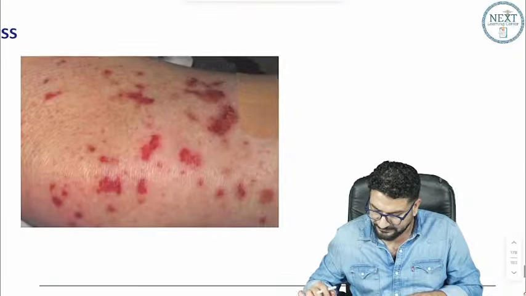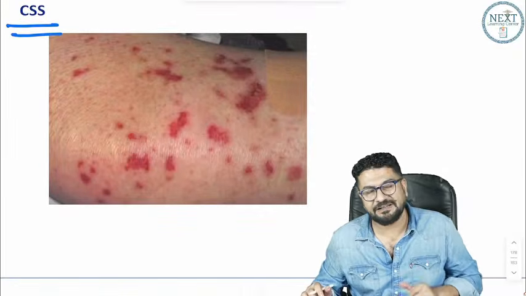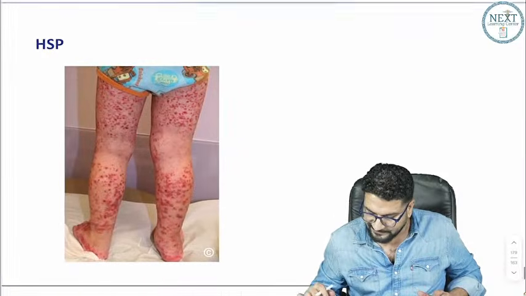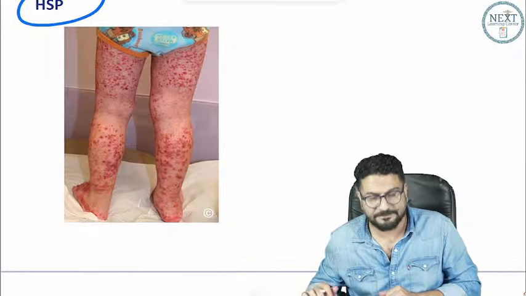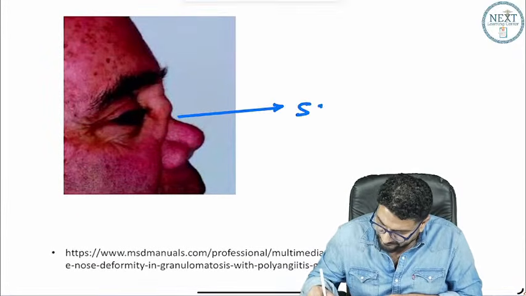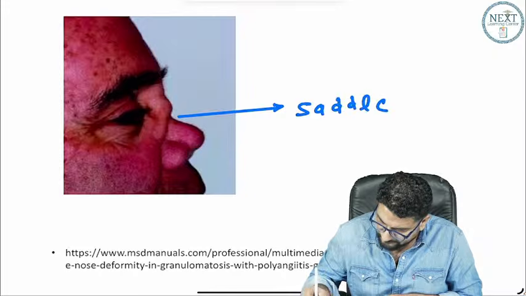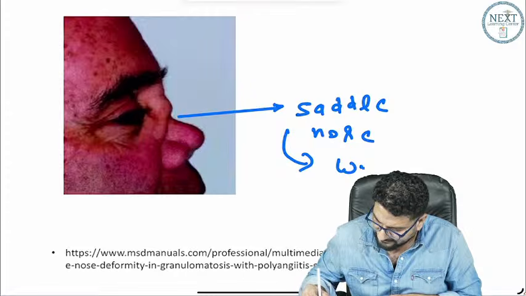This is your Buerger disease, or we call this thromboangiitis obliterans, seen in young smokers. This is your Churg-Strauss syndrome. You can see rash of Churg-Strauss syndrome, rash, mononeuritis. This is your examiner favorite HSP, Henoch-Schonlein purpura. Here you can see a deformity in the nose. We call this saddle nose, and saddle nose is a classical feature we see in Wegener's.